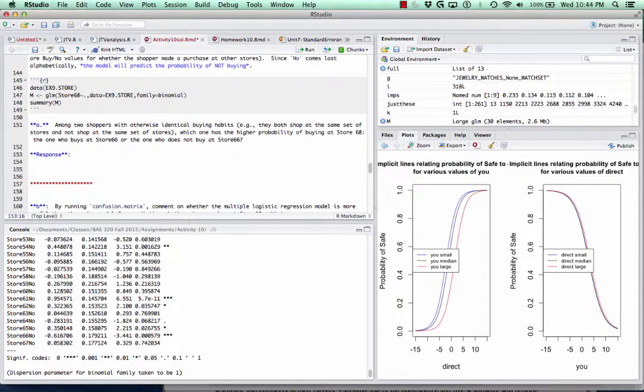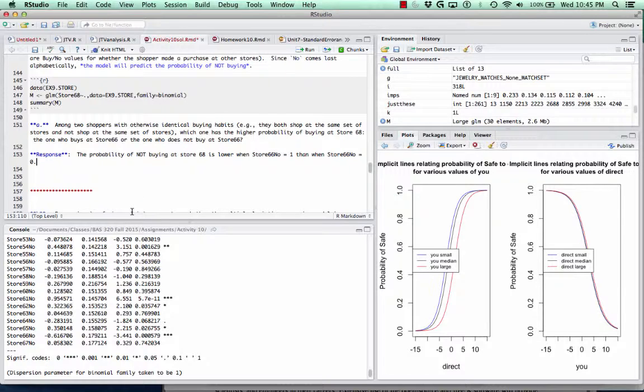So I'm going to write out what this coefficient is telling me. We have that the probability of not buying at store 68, which is what our model is actually predicting here, is lower, since this coefficient is negative. So lower when store 66 no equals 1 than when store 66 no equals 0. I wrote that out just so that I can process it more easily. When store 66 no is equal to 1, that means the customer does not buy at store 66. So I'm going to replace that: lower when the customer does not buy at store 66 than when store 66 no equals 0, which means when the customer does buy at store 66. Okay, so the probability of not buying at store 68 is lower. That's kind of a double negative.